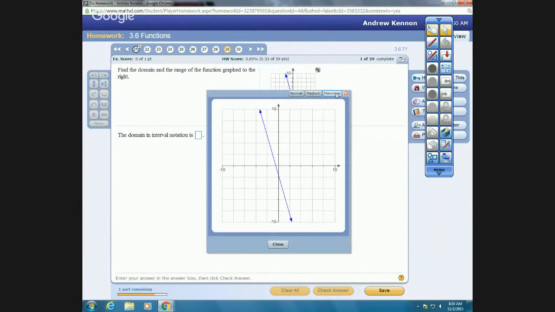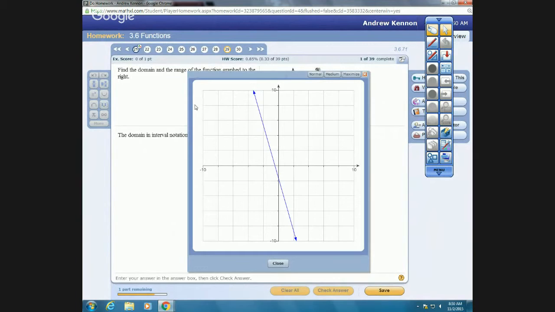How far left does this one go? It's going to keep going forever and ever to the left, right? And how far right does it go? It keeps going to the right. So it's negative infinity to positive infinity. How far down does it go? Negative infinity. How far up does it go? Positive infinity. So both the domain and range in those is negative infinity to positive infinity.